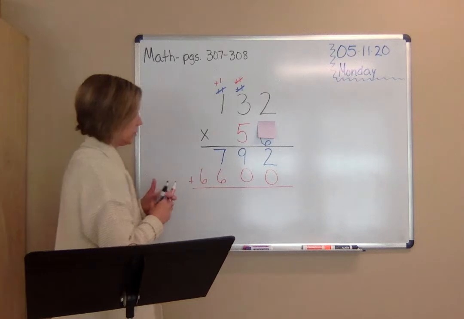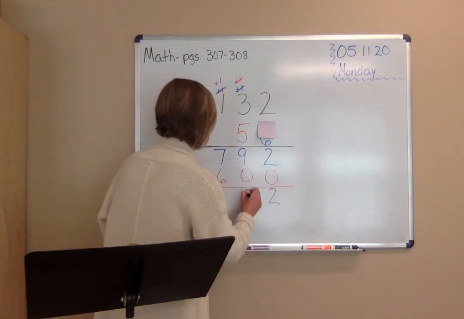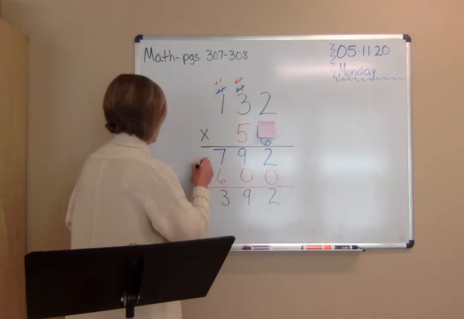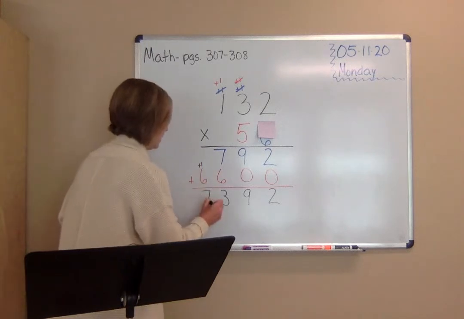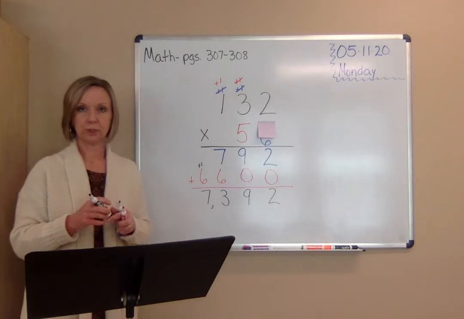2 plus 0 equals 2. 9 plus 0 equals 9. 7 plus 6 equals 13. Plus 1 goes up. 0 plus 6 is 6. 6 plus 1 is 7. Pop in my comma, 7,392.